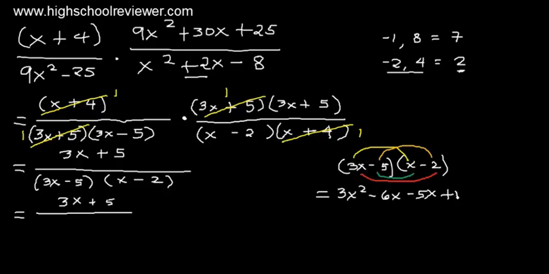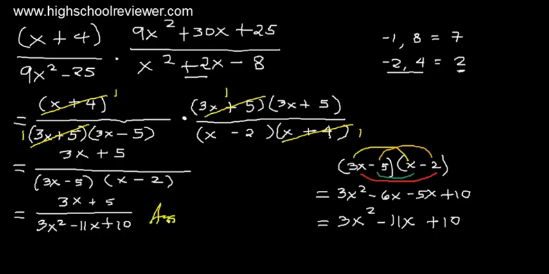And we will have here 3x squared minus 11x plus 10. Okay, so let's write here 3x squared minus 11x plus 10. Therefore, 3x plus 5 all over 3x squared minus 11x plus 10. This is our final answer.